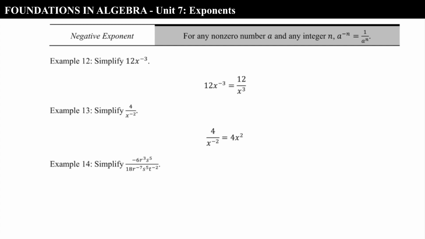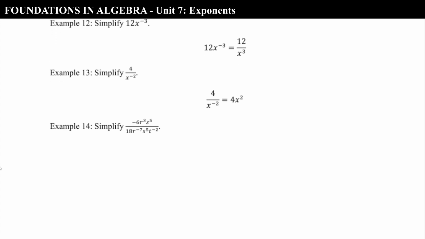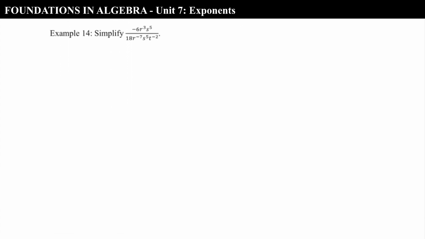So we're going to simplify negative 6 r to the third, s to the fifth, over 18 r to the negative 7th, s to the fifth, t to the negative 2. So we're going to start by splitting up everything. We're going to put our numbers in one set of parentheses, our r's together, our s's together, and our t's together.